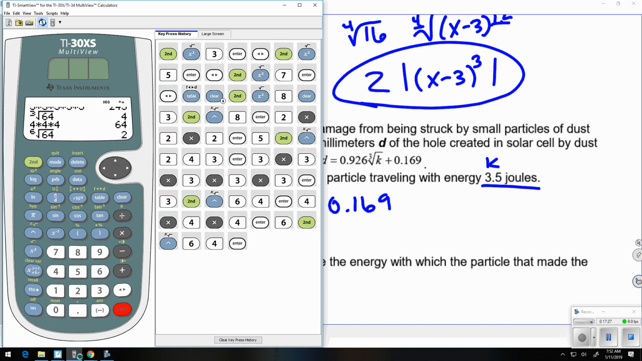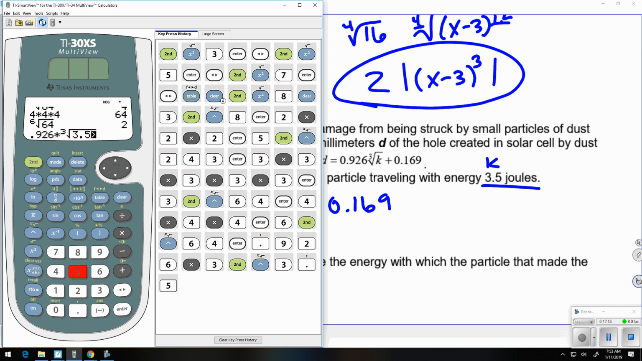We could just type this all in. So again, we have 0.926 times the cubic root. If you want to put it in parentheses or use the times button, you can. I'm going to do times 3, shrink that down. We want the cubic root again of 3.5. Now to get out of the cubic root, you have to arrow over once to the right, and then we're doing plus 0.169.